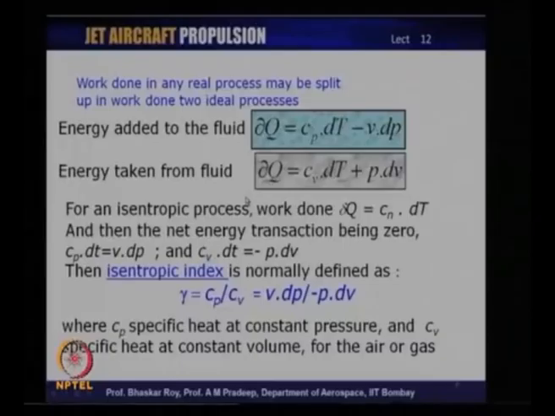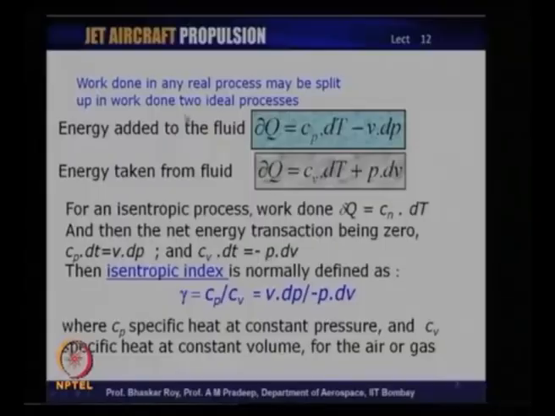Let us put it that way, and then the net energy transaction in an isentropic process is typically 0, because it is an adiabatic process. So, delta Q, the heat added or subtracted from the system, is likely to be 0, in which case C p dT would be equal to V dp, and C v dT would be equal to minus P dV from the above equations.